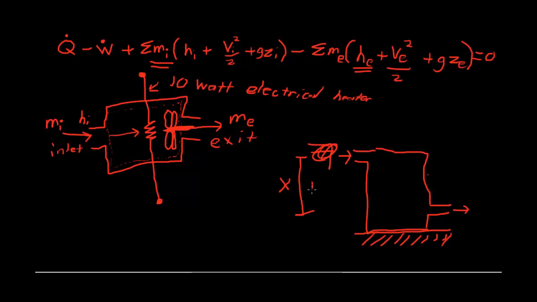Say an elevation change x, that's 10 feet. And that is a potential energy change, which these terms, this gz term here and this gz term there, take account of. So that's what those are for. And this whole equation is just an energy balance. The first law of thermodynamics says that energy cannot be created or destroyed. The energy can only change form. And one of the ways it changes form is from potential energy to kinetic energy, or potential energy to velocity.